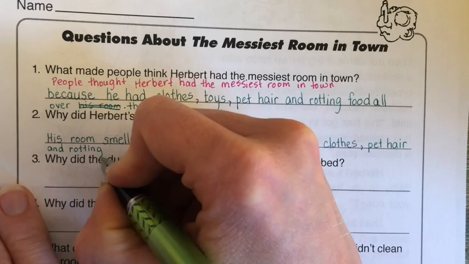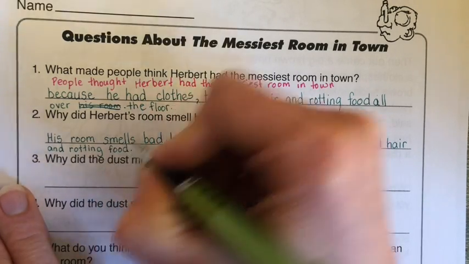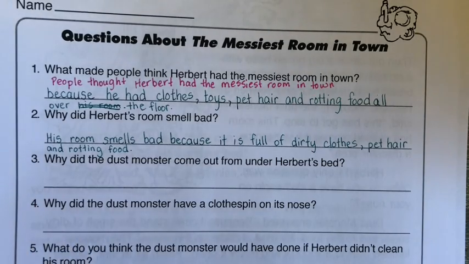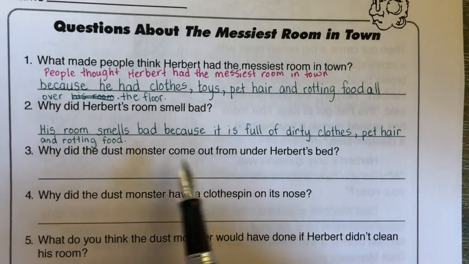You could be specific and say pizza and apples, but we could also just shorten that to be succinct. That means like saying only what you need to say. It's a skill I'm still learning because I often say too much. Pet hair and rotting food. All right, number 3, why did the dust monster come out from Herbert's bed?